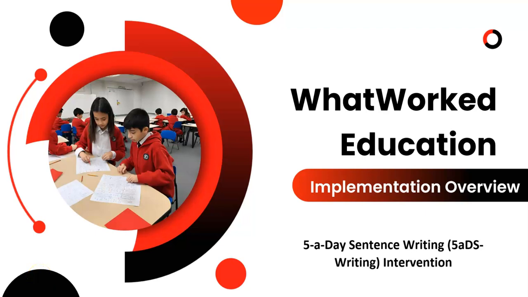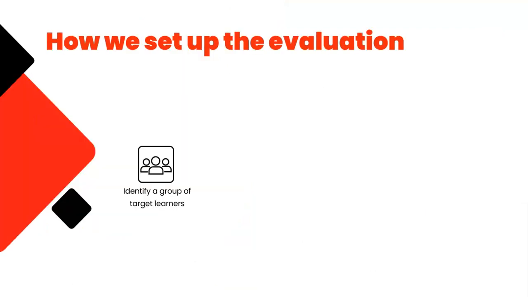Implementation overview for the 5-a-day sentence writing intervention. How will this help you to set up the evaluation? The first thing we ask you to do is identify a group of target learners. They will then complete the pre-assessment task, and then you will input the data into the What Worked Teachers platform.